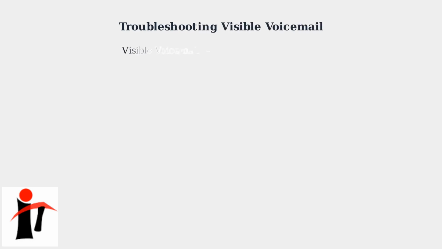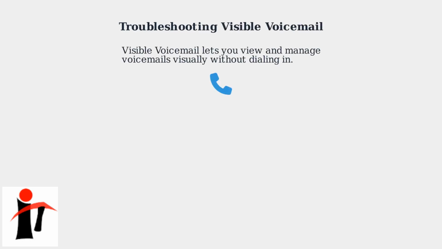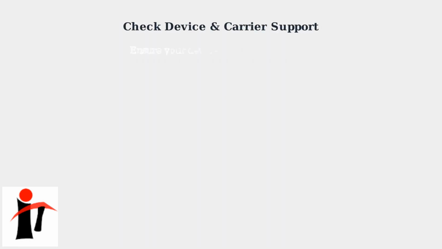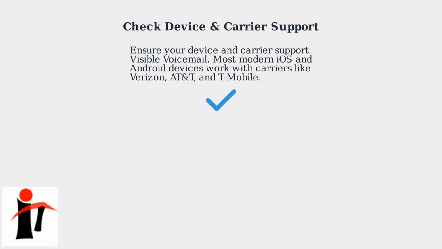Visible voicemail lets you view and manage your voicemails visually without needing to dial in. It transcribes audio messages into text for easy reading. First, ensure your device and carrier support visible voicemail. Most modern iOS and Android devices work with major carriers like Verizon, AT&T, and T-Mobile.